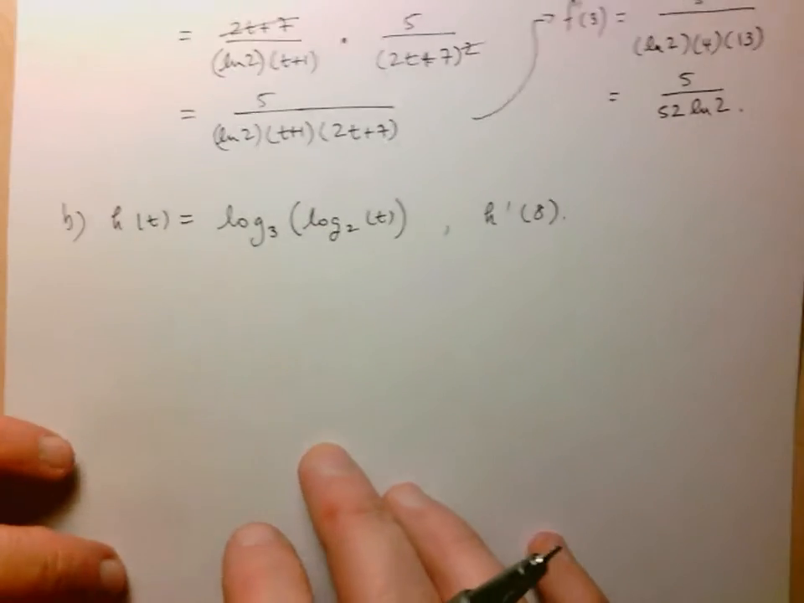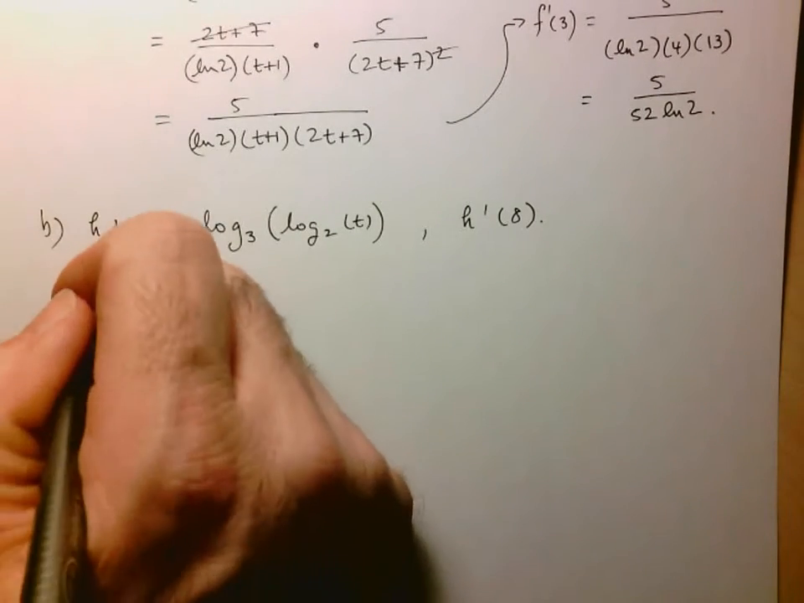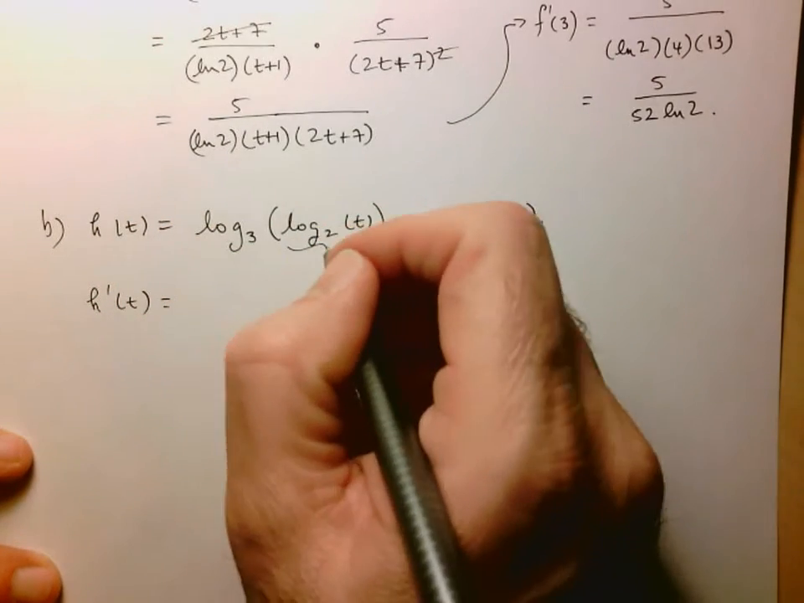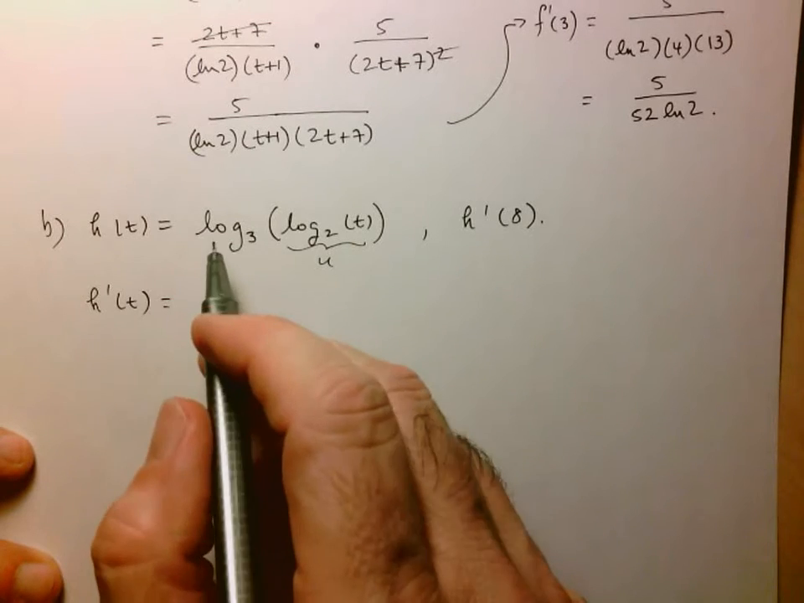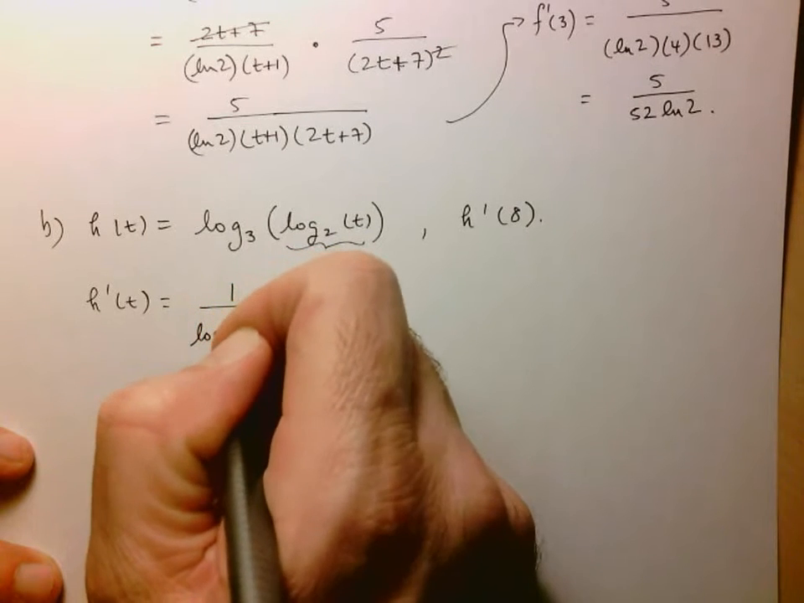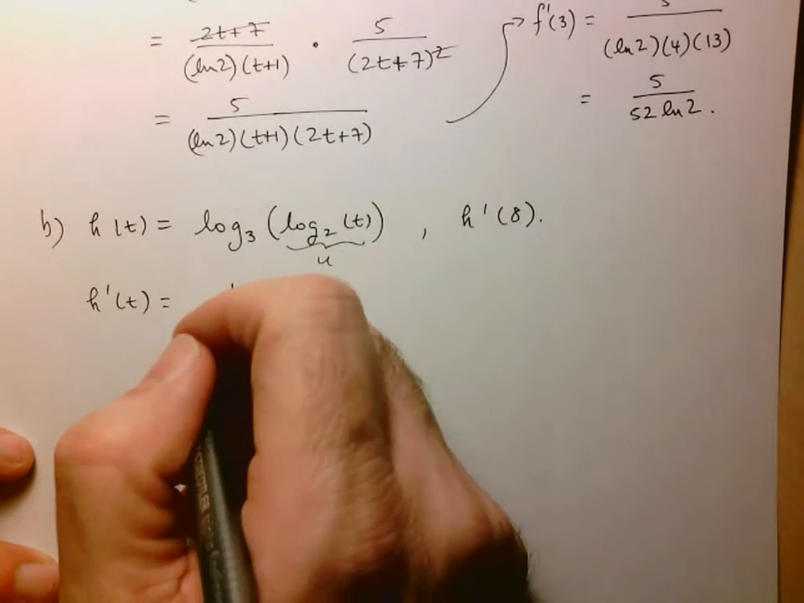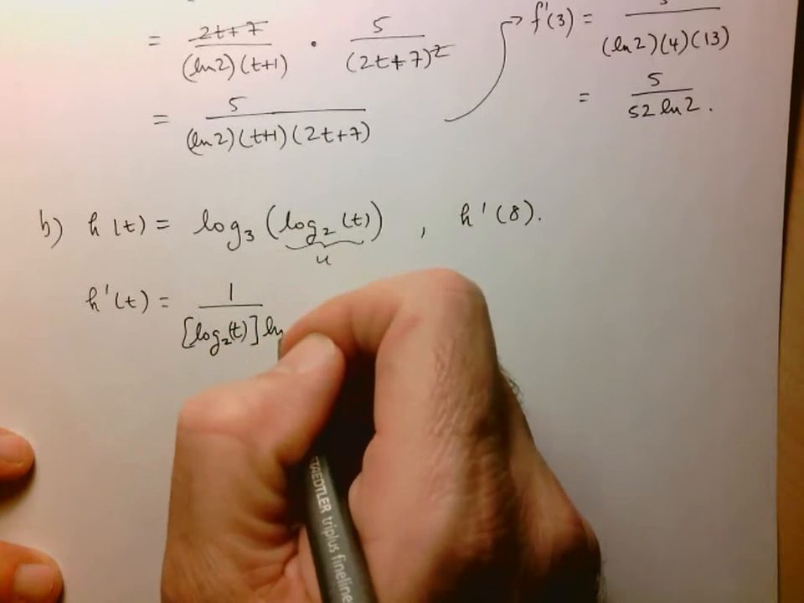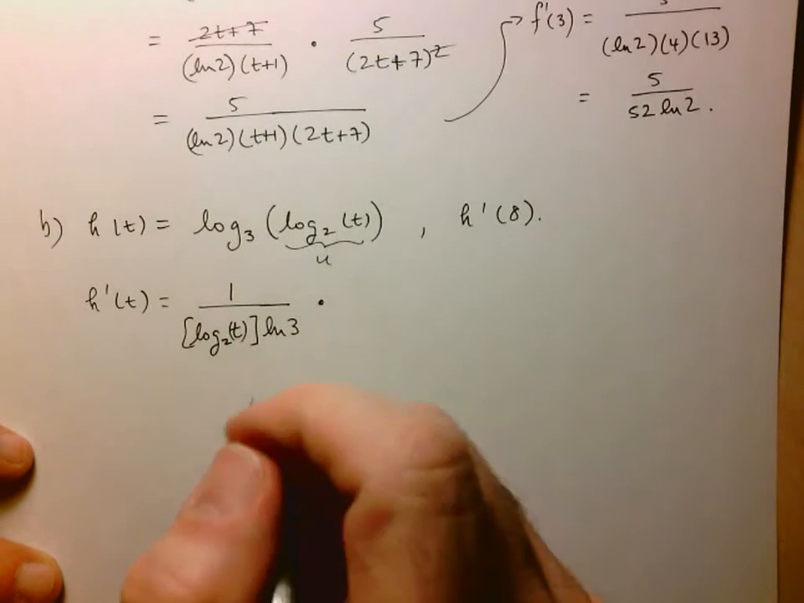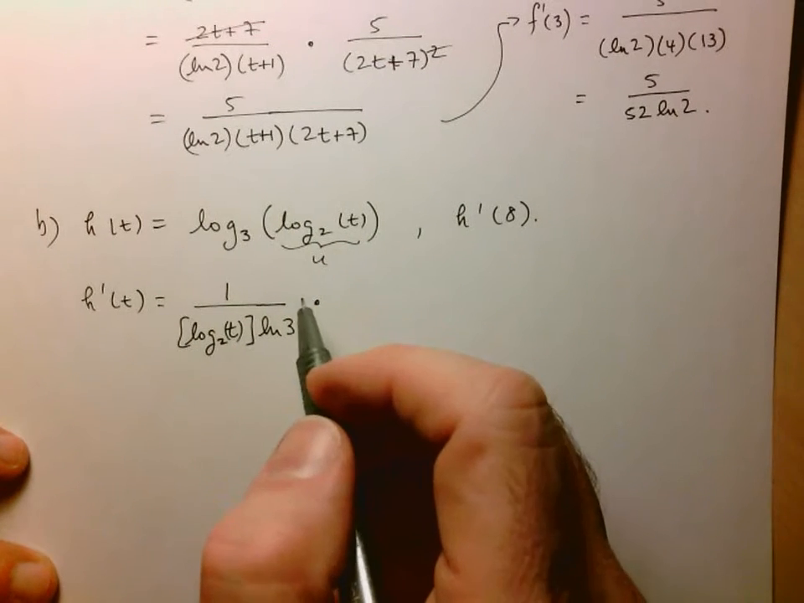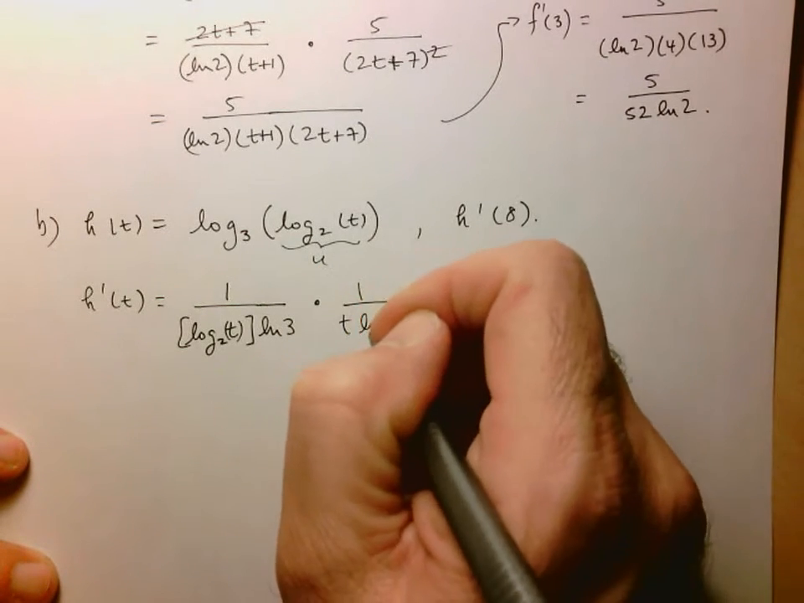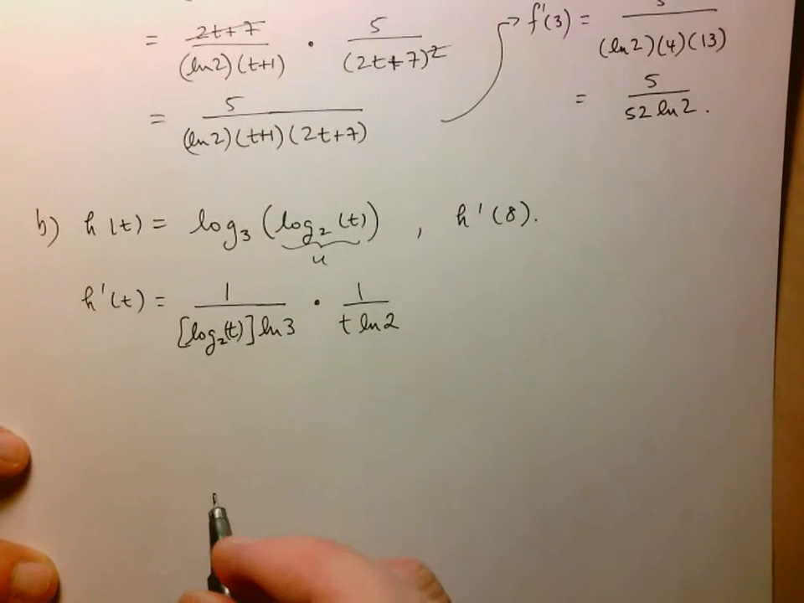Okay, so let's get back to part B here. So first we have to take the derivative. Okay, so again, we'll have to use the chain rule first, so this will be our u. So the derivative of log base 3 of u is 1 over u, which is log base 2 of t, times the natural logarithm of the base, which is 3. Okay, now we multiply that by the derivative of u with respect to t. So derivative of log base 2 of t is just 1 over t ln 2 in this case here.